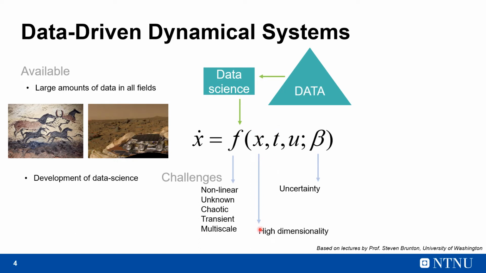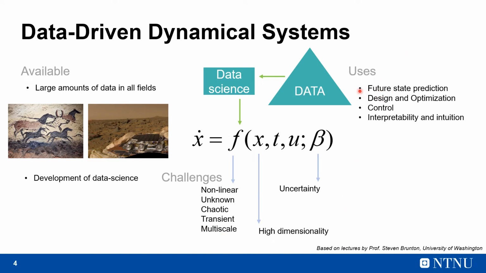We would like to address problems that have a high dimensionality of the state vector and problems that have uncertainty in the system parameters. Why do we want to do that? We want to do that so that we can predict the future state of the system, for example, as in climate prediction, to optimize the design, for example, optimization of the wind plant design, to develop control strategies for such systems, and to improve our interpretability and intuition of the system.